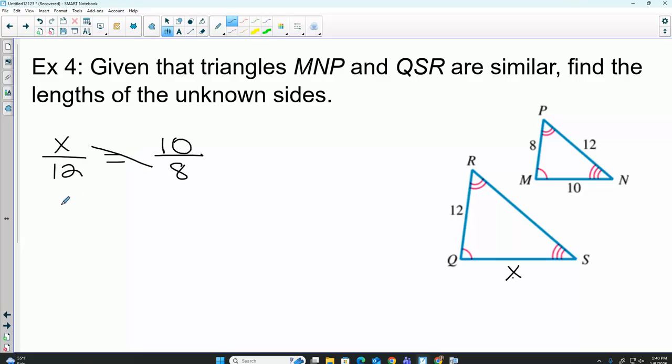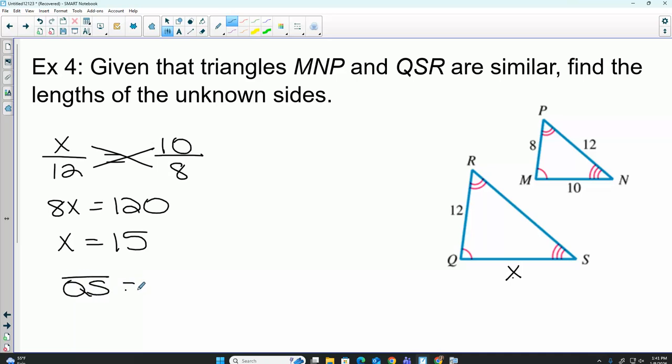Then we can cross multiply. And X is 15, or if you preferred, you might see it written as like side QS is 15. The other side, if I wanted, I could call that Y.